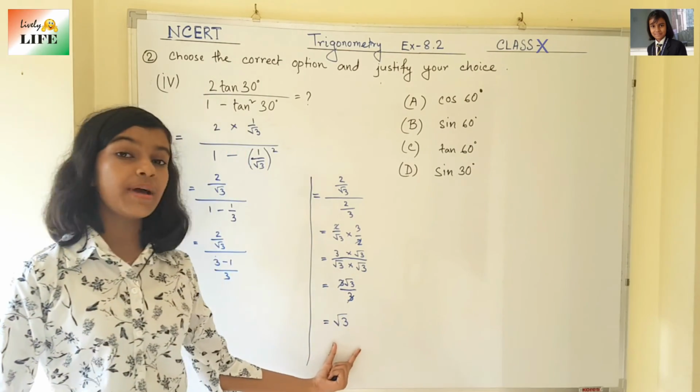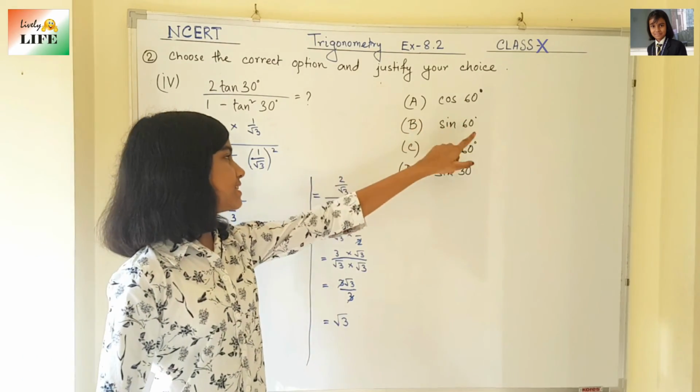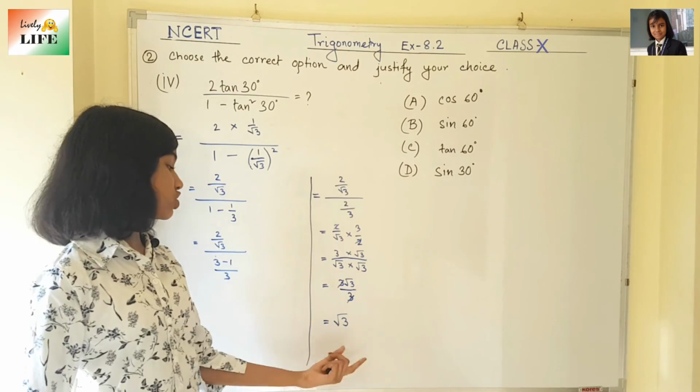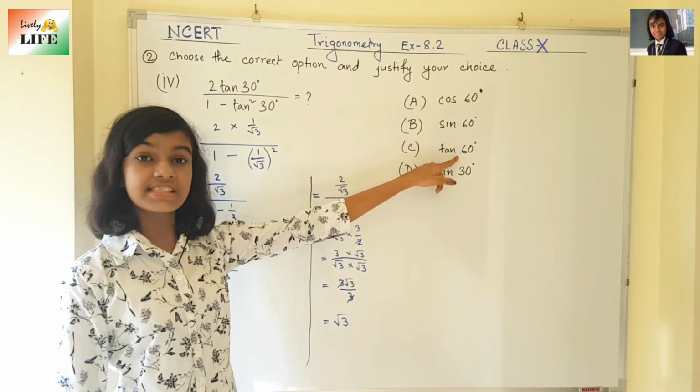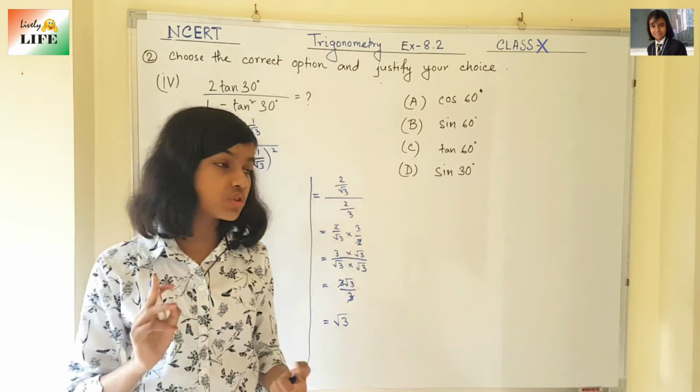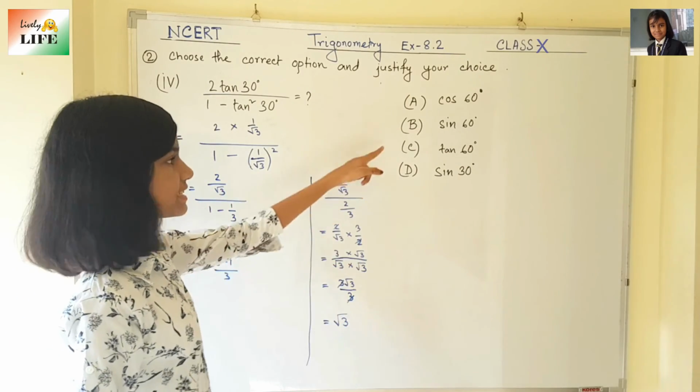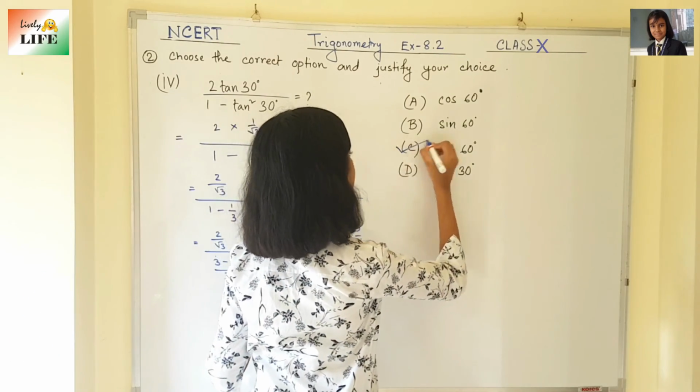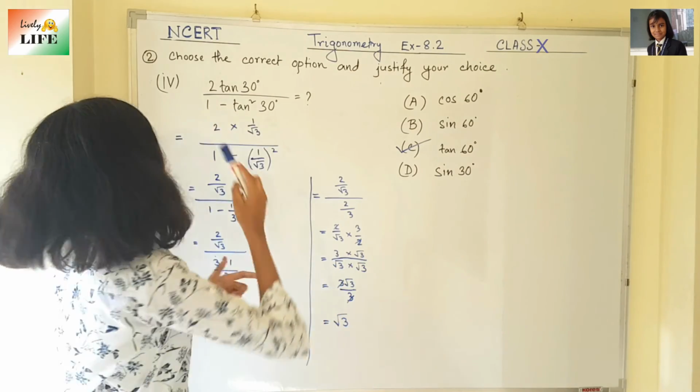Now root 3 is the value of what? Cos 60, sin 60, tan 60 or sin 30. Root 3 is the value of tan 60, right? Tan 60 is what? Root 3. So this will be tan 60. The answer is tan 60. With this we have completed question number 2.